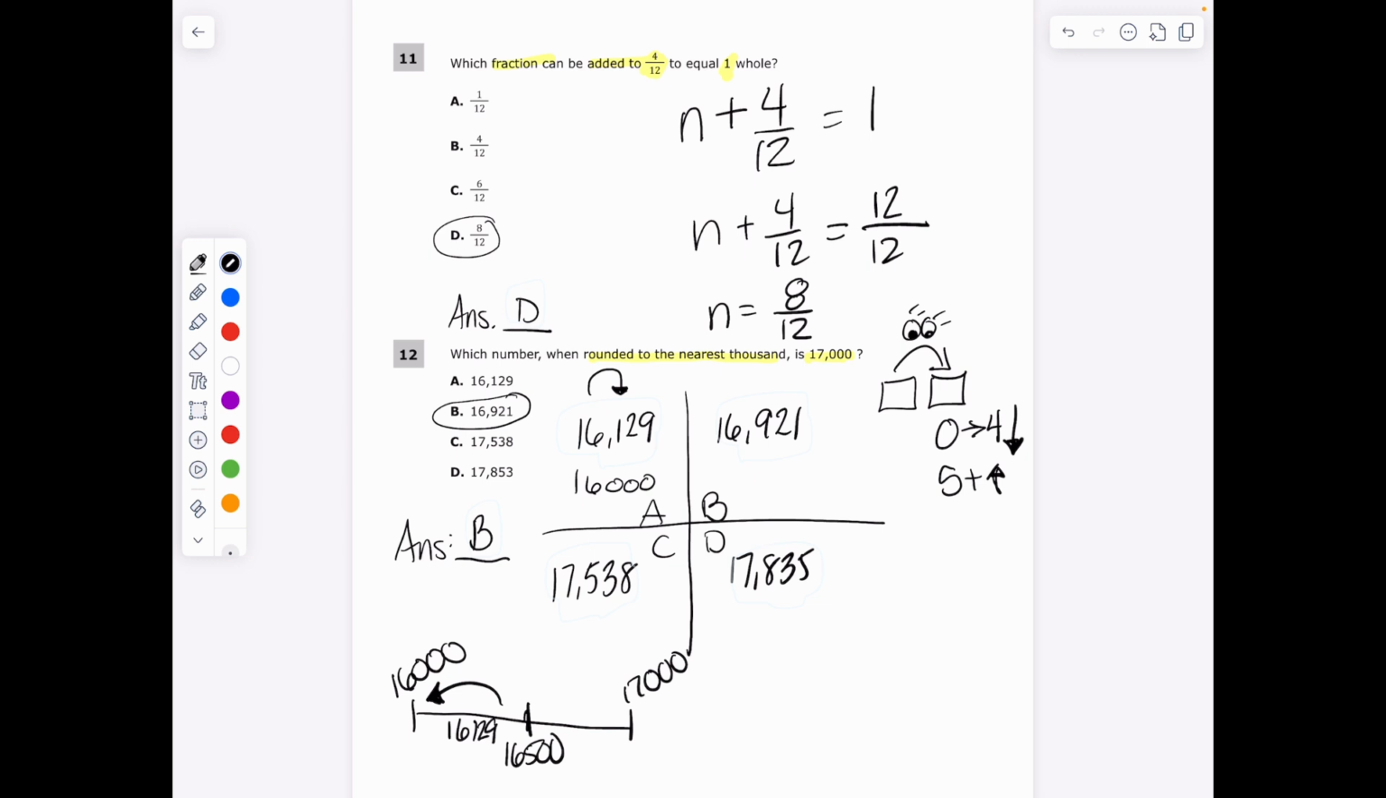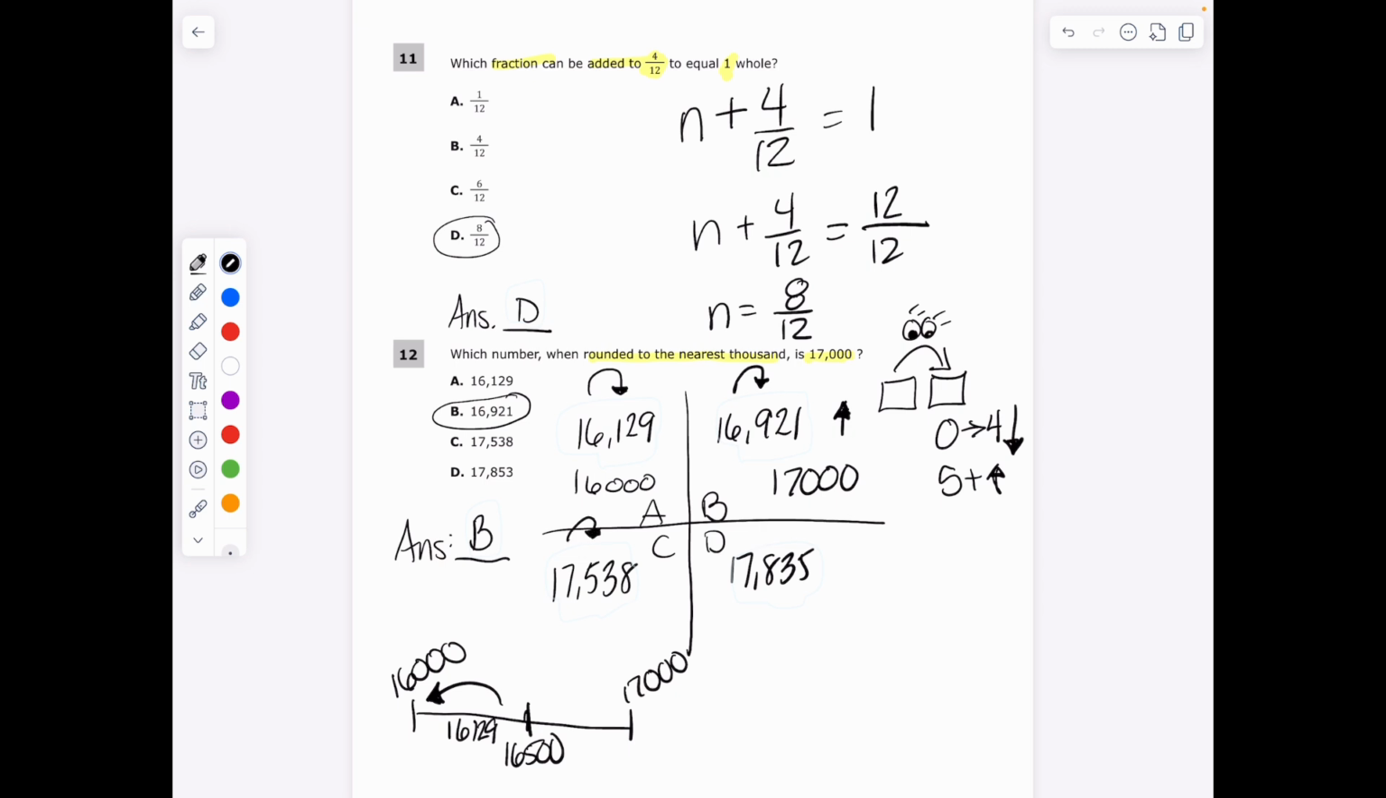If it was more than 5, if this digit in the hundreds place was more than 5, it would be somewhere over here, and then we would round up. Okay, so that's kind of the thinking that I'm using here. So for B, here's the sixes and the thousands. My buddy behind it is a 9. So that means I'm going to round up. So it's going to go up to the next 1,000, which is 17,000.